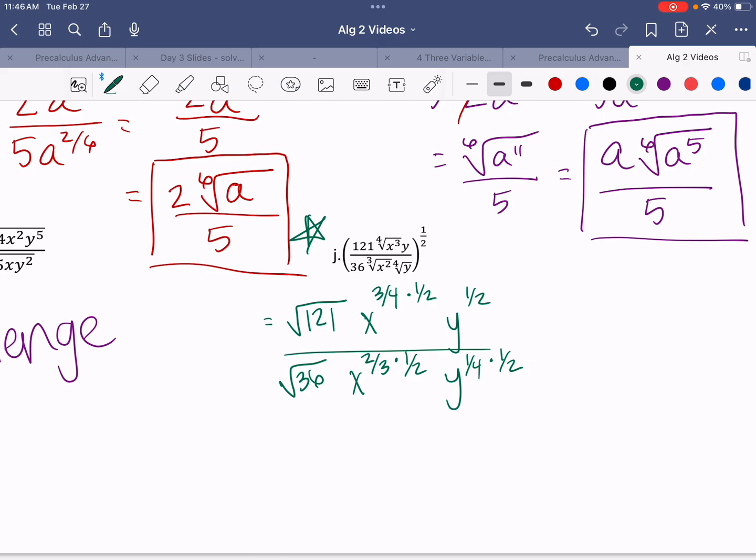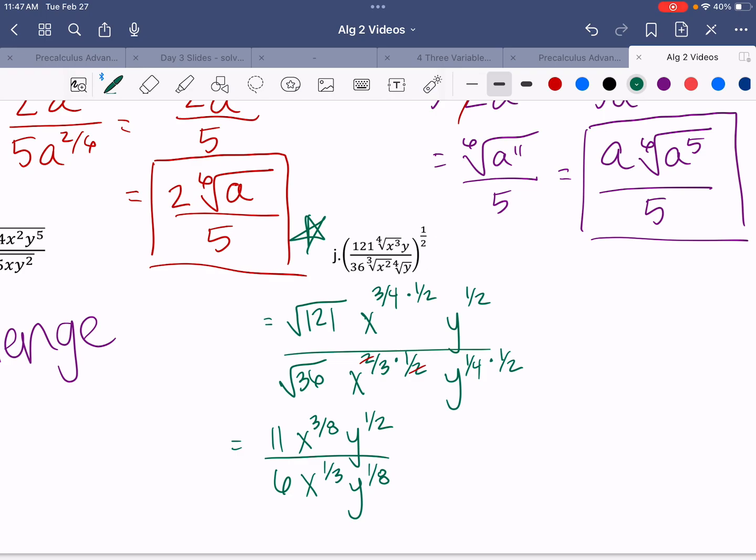So we now have 11 x to the 3/8, because we're just multiplying fractions, top with top, bottom with bottom. There was nothing I could reduce. Y to the 1/2 over 6 x. Here I could reduce these 2's. It could be 2/6, or I know that reduces down to 1/3. And y to the 1/8.